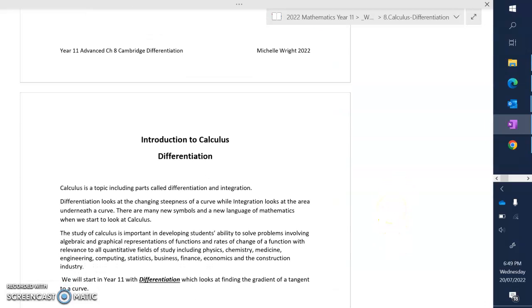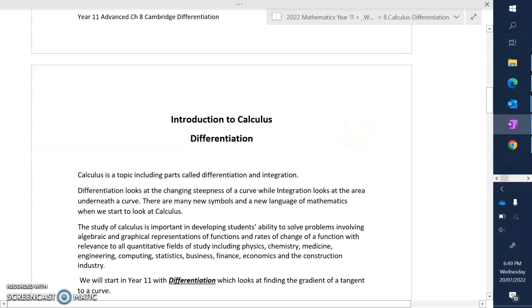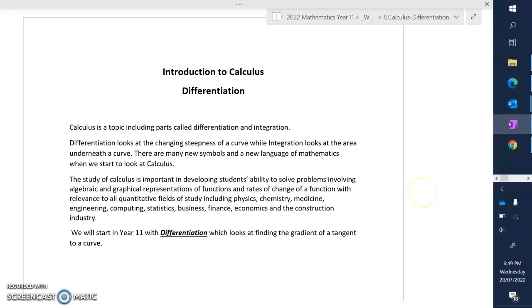Okay, so we're working through chapter 8 of the Cambridge textbook, the usual textbook, the one that you have at home. And the topic is calculus, but we're only going to be looking at a particular kind of calculus. So I've called it Introduction to Calculus, and we're going to be looking at differentiation. So I'll just read through these notes to start with. Calculus is a topic including parts called differentiation and integration. Differentiation, which is what we're going to do, looks at the changing steepness of a curve, while integration looks at basically the area underneath a curve. We're going to have a look at new symbols, lots of new language, while we start to look at calculus.